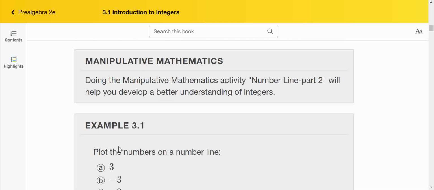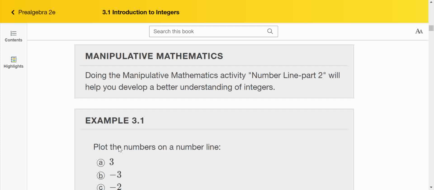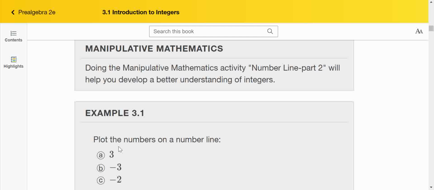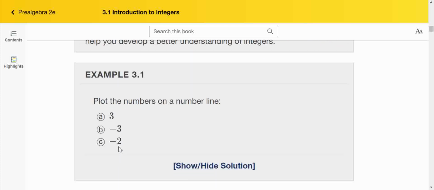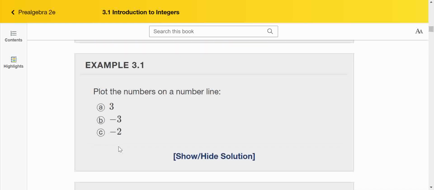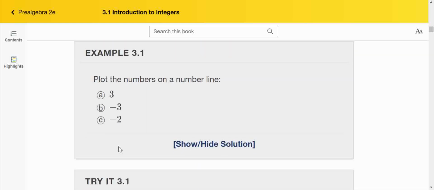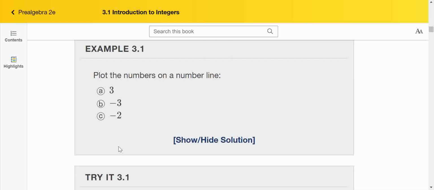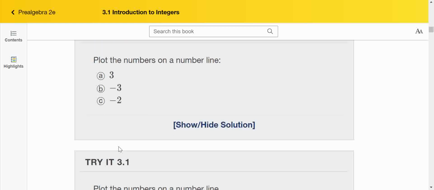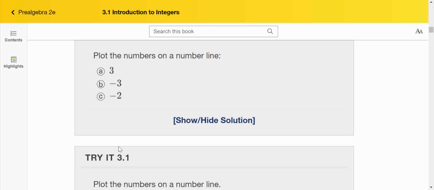Manipulative mathematics. Doing the manipulative mathematics activity, "Number Line Part 2," will help you develop a better understanding of integers. And here we have example 3.1. Plot the numbers on a number line. A, we have 3, B, -3, and C, -2.